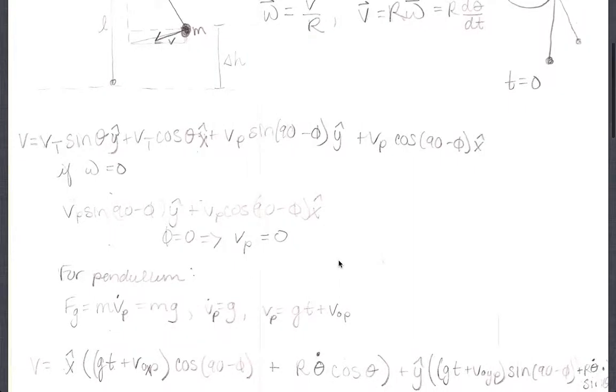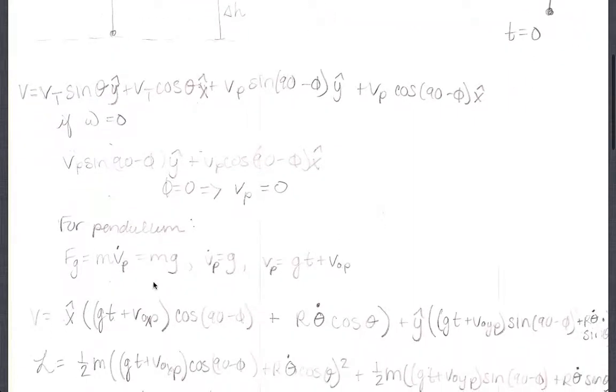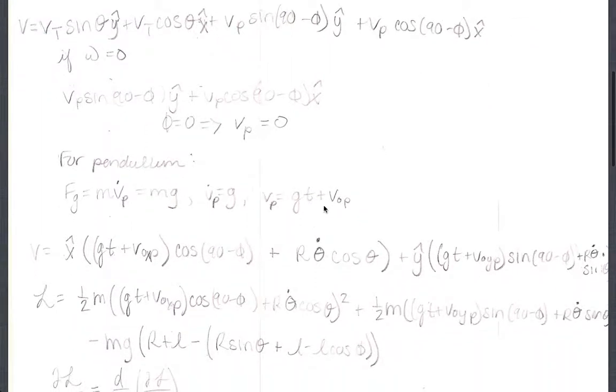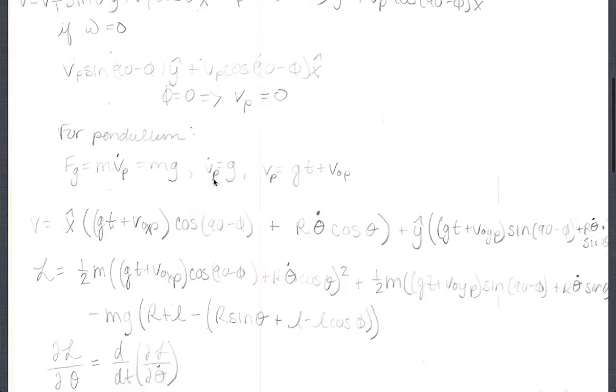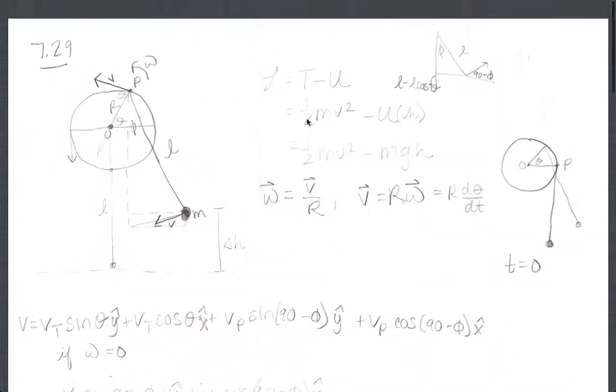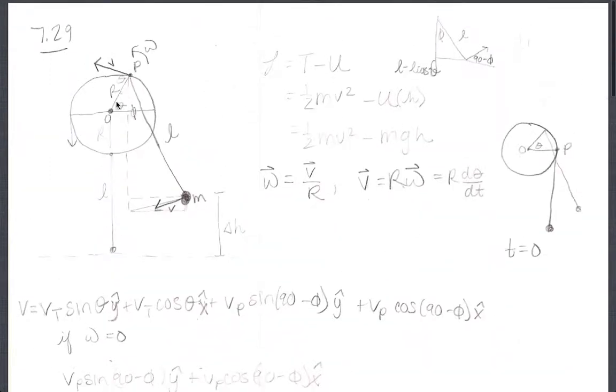And then I realized that I needed an expression for Vp, so I just used forces and got Vp equals gt plus v naught p. That's the total velocity of the pendulum, so that will be broken down into x and y. So this is my expression for velocity, and theta dot is just omega. Theta is this angle here between r, you can see it better here, and the initial position.